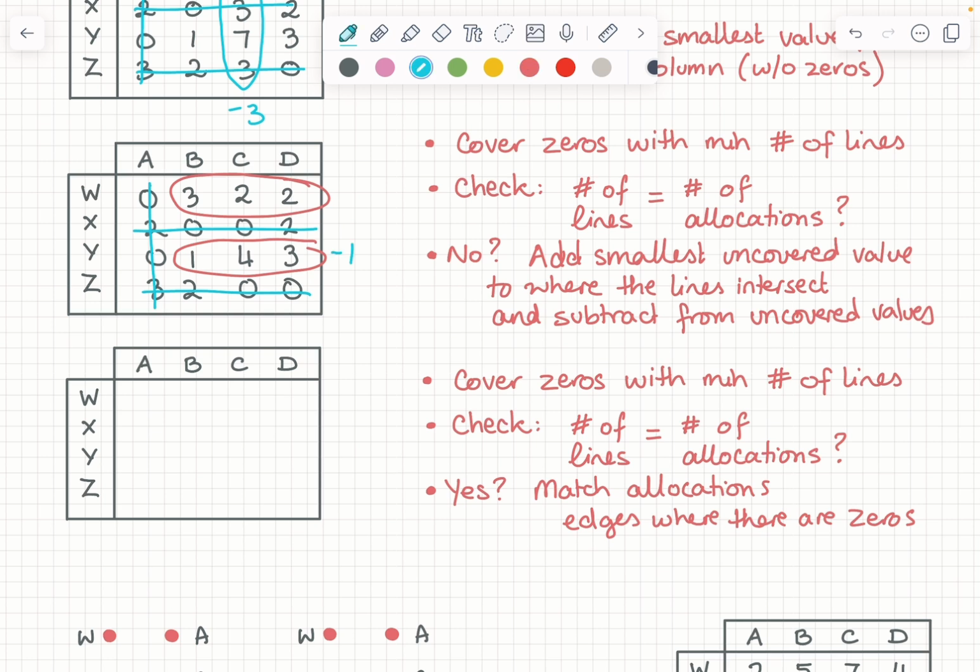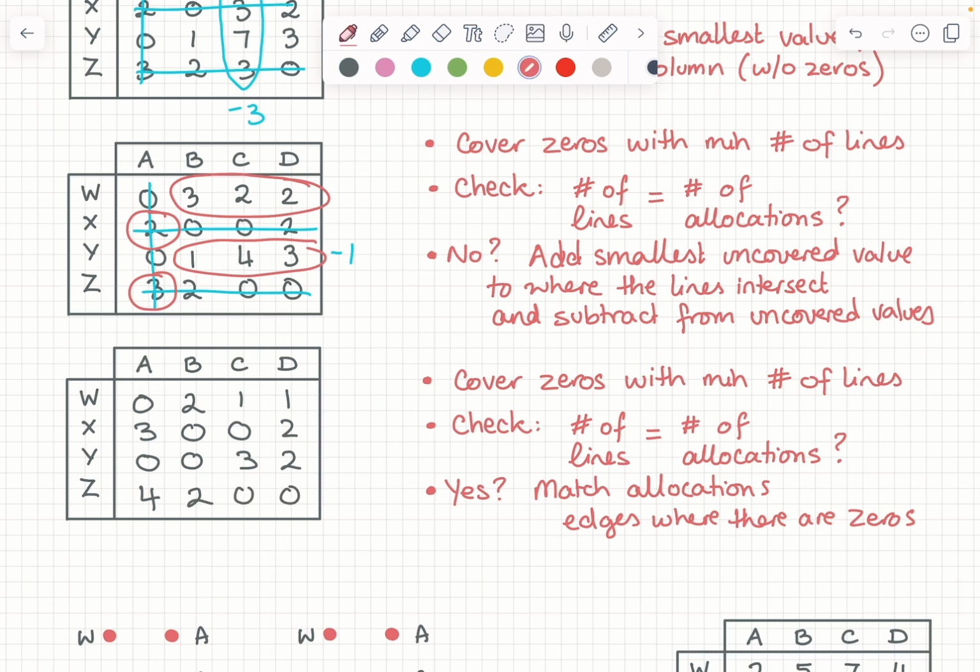So we're going to subtract 1 from all these numbers, all the numbers that I've circled. So we have 2, 1, 1, 0, 3, 2. And the other thing that we need to do, look at where our lines intersect. And we're going to add 1 to those. We subtracted from the uncrossed numbers, and here, the doubly crossed numbers, we add 1. So 0 stays the same, this becomes 3, 0 stays the same, this becomes 4. And then everything else is the same.